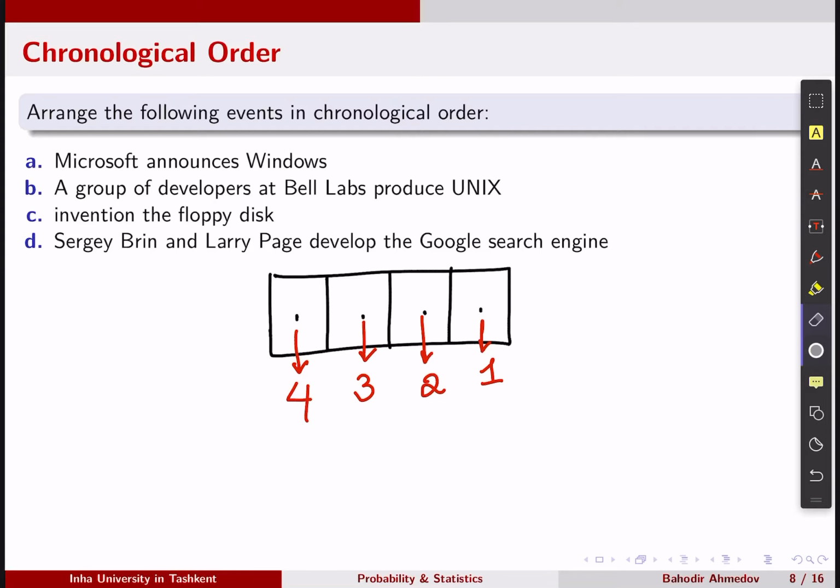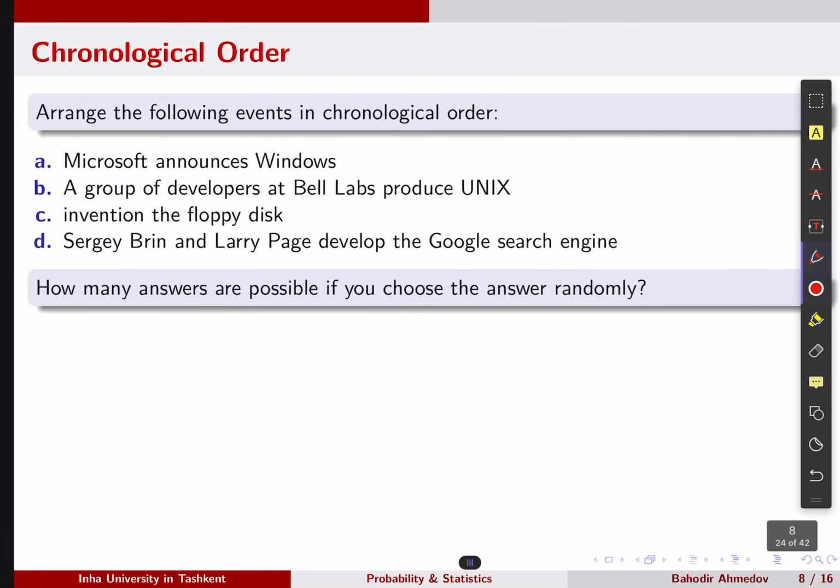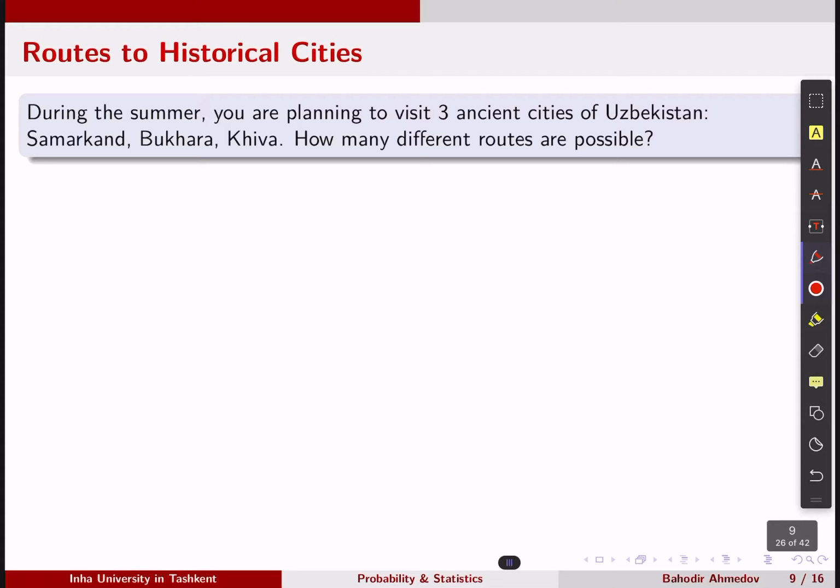So it doesn't matter what you choose, the number of cases is always going to be 4, 3, 2, and 1 in these places. So now you just need to multiply them in order to know how many different possibilities we have. It's going to be 12 times 2, which is 24. So we can generate 24 different answers by putting these events in chronological order. So again, let's do one more example on this.